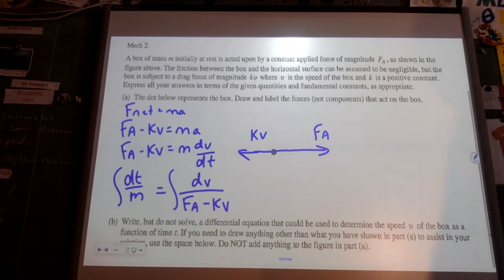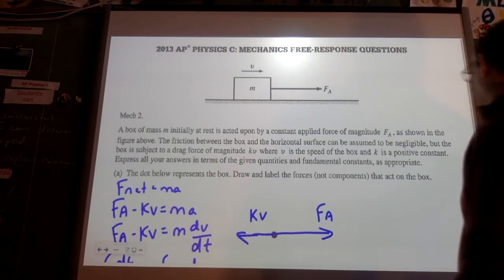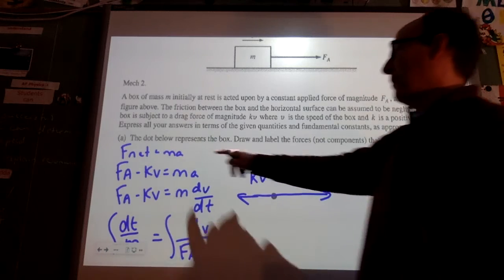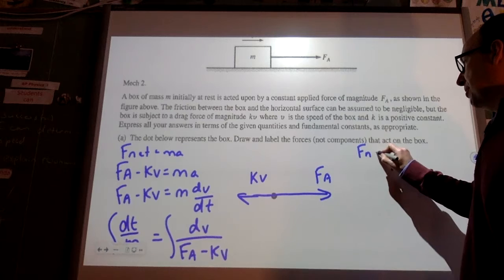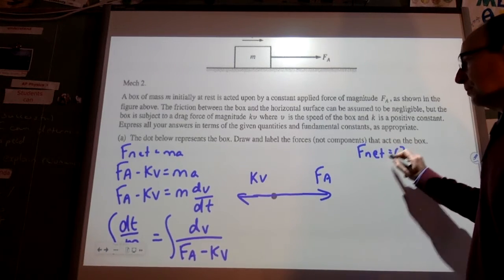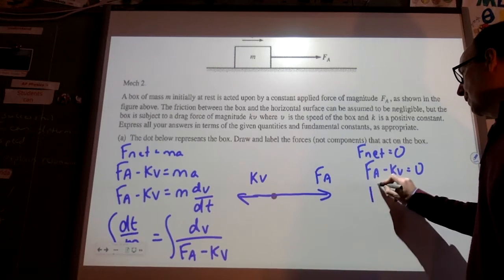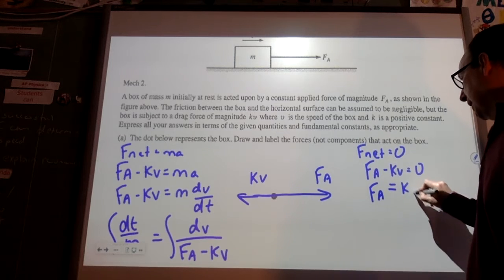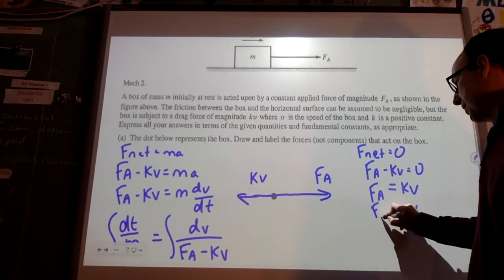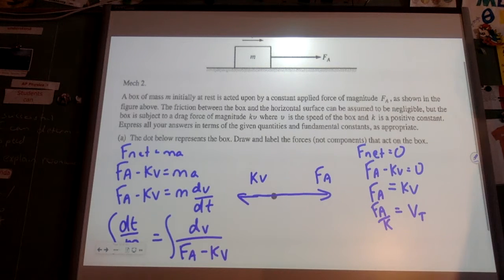Do they ask us to integrate? I don't know. I'm going to go forward. Determine the magnitude of terminal velocity of the box. Okay, so terminal velocity of the box is going to be when the acceleration is 0. So F net equals 0. FA minus KV equals 0. FA equals KV. V equals FA over K. And I can give it a little nice subscript for terminal.